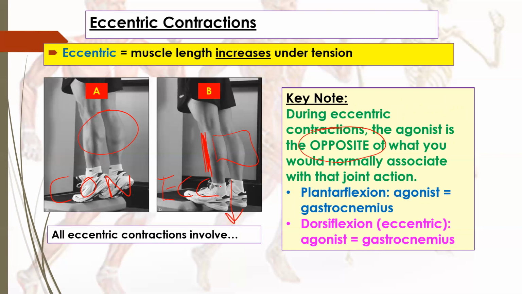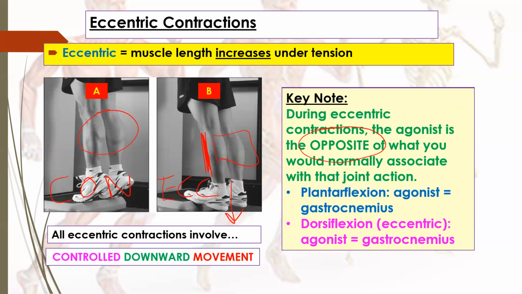So all eccentric contractions involve, I've said it 5 or 6 times there just to emphasize it, 3 keywords. They involve controlled downward movement. If it's not controlled downward movement, it's concentric. If it is controlled downward movement, it's eccentric. And once you've established that it's eccentric, think about what it would normally be, and then it's just the opposite. So same thing. What you've got to do is apply this same rule to other sporting examples.